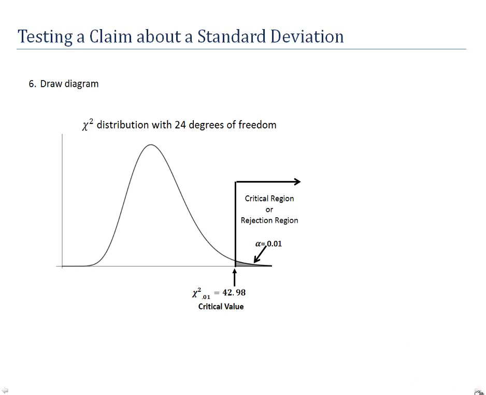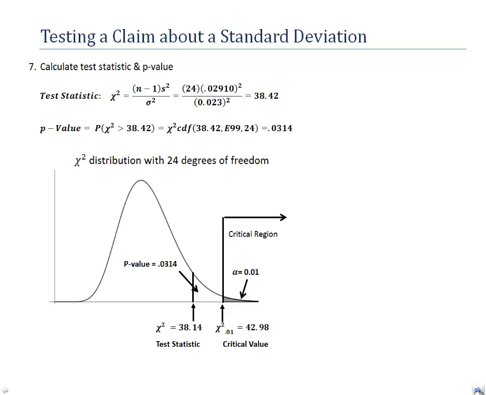Let's go ahead and go to the next step, where we calculate a test statistic and a p-value. For the chi-squared distribution, we don't have a function on our TI calculators that gives us the test statistic and p-value. We have to rely on the formulas. They're on your formula sheet. That's the formula we use.